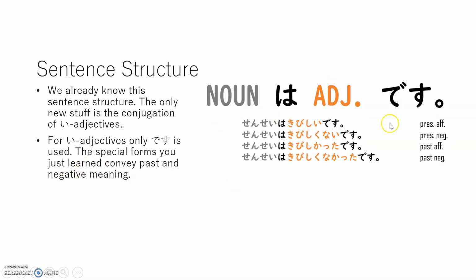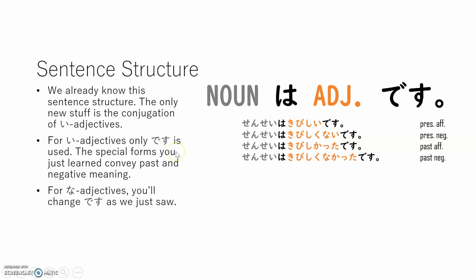So for instance, we have present affirmative, present negative, past affirmative, past negative in the same sentence. Teacher is, is not, was, was not strict. Sensei wa kibishii desu. Sensei wa kibishiku nai desu. Sensei wa kibishikatta desu. Sensei wa kibishiku nakatta desu.